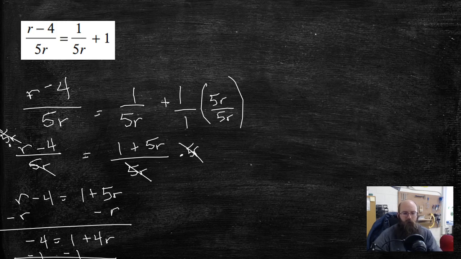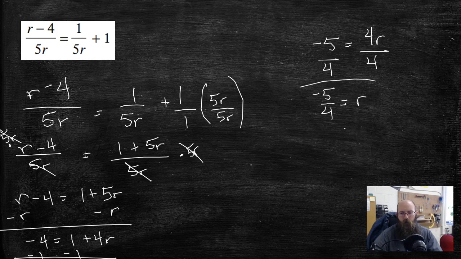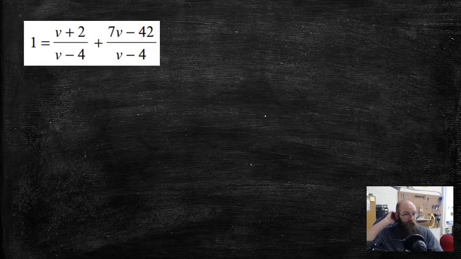and I'm running out of space. So negative 5 equals 4r, and divide by 4. Negative 5/4 equals r. If I plug that in, I don't end up with any zeros in my denominator, so that answer is good. It is not considered extraneous or extra.